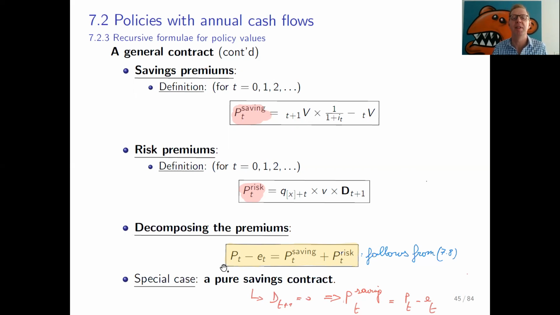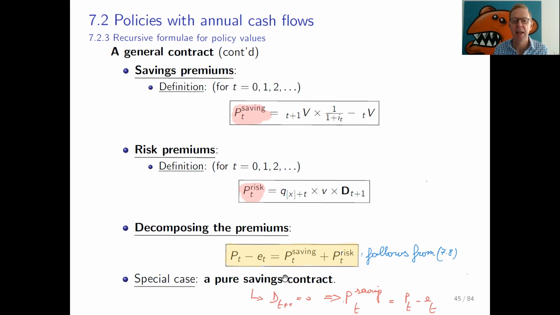7.8, we find that the premium that is paid at time t minus the related expense is the sum of the savings premium and the risk premium. What does that mean? In any premium payment minus related expense, there are two parts. The first part is the savings premium, the premium that is needed to bring your policy value from level Vt to Vt plus 1. But there is an extra part, namely the risk premium, because the insureds who are going to die do not need the policy value at time t plus 1, but need the death benefit and the related expense. And this risk premium is the cost for that.